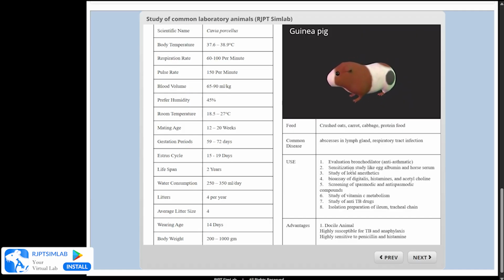The advantages of using guinea pig is that it is a docile animal, which means it is easy to manage and it is not aggressive in nature. It is highly susceptible to TB, tuberculosis, and anaphylaxis, and highly sensitive to penicillin and histamine.